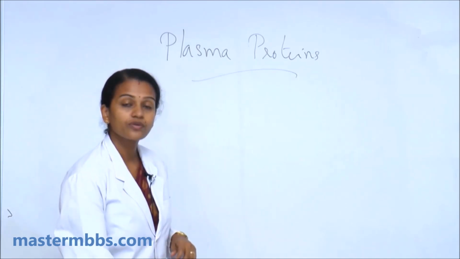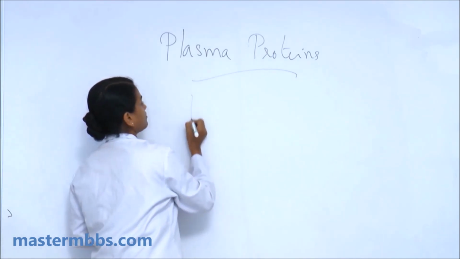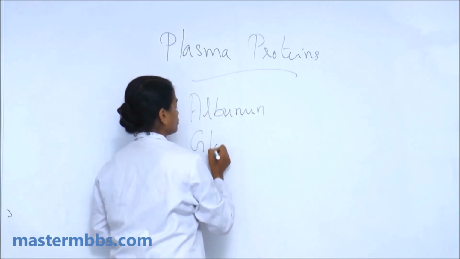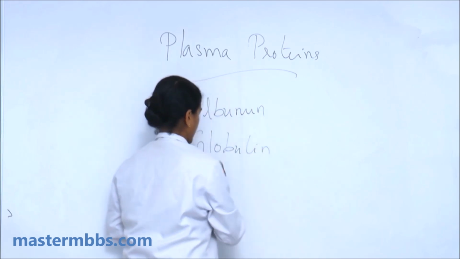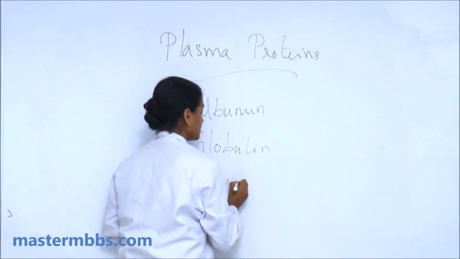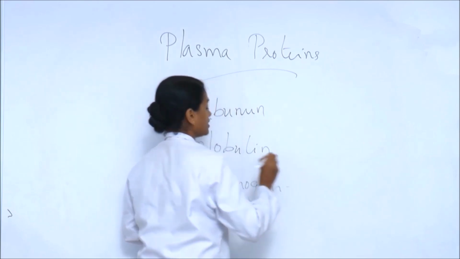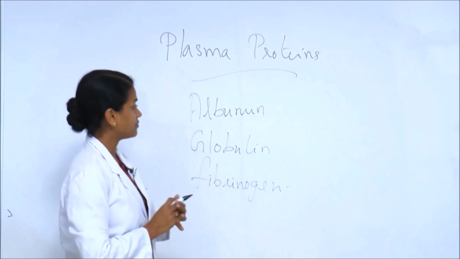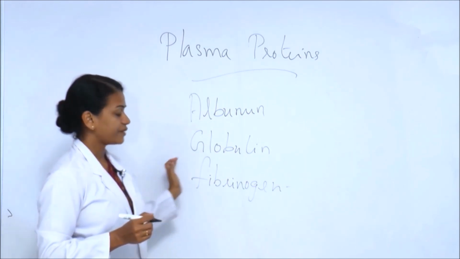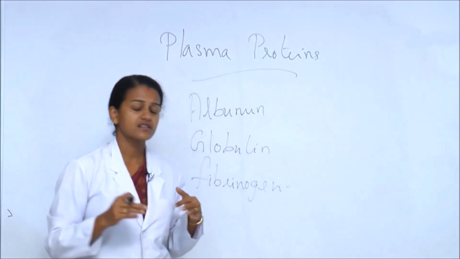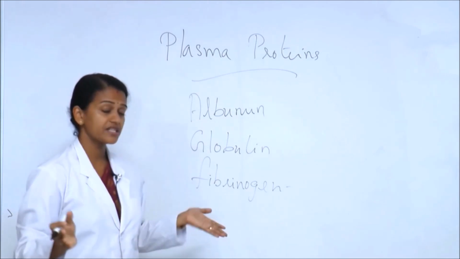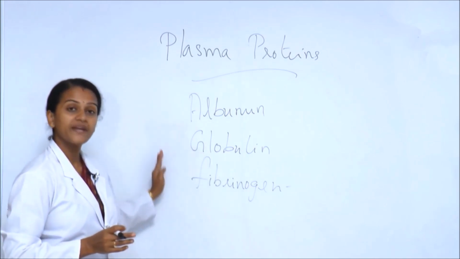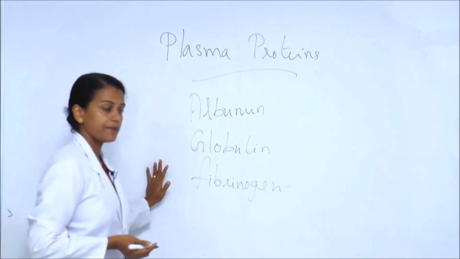Now, which are the important proteins present in plasma? You have albumin, you have globulin, you have fibrinogen. These are the most important plasma proteins. All the major proteins comprise albumin, globulin, fibrinogen, acute phase proteins, clotting factors, transport proteins, enzymes, everything comes under plasma proteins. But these three are the major proteins with functional importance.